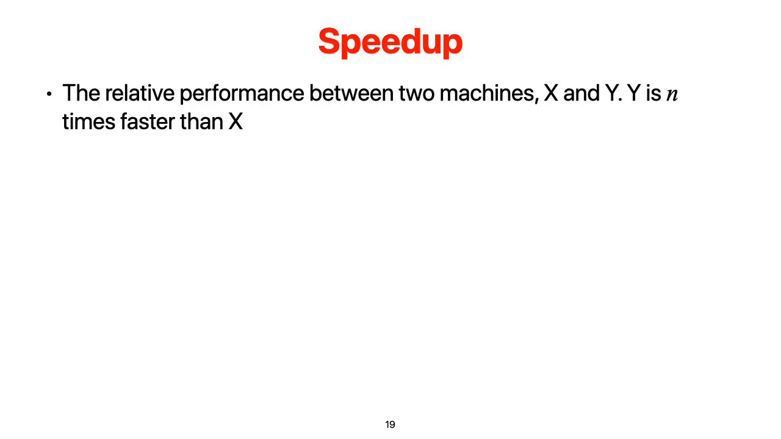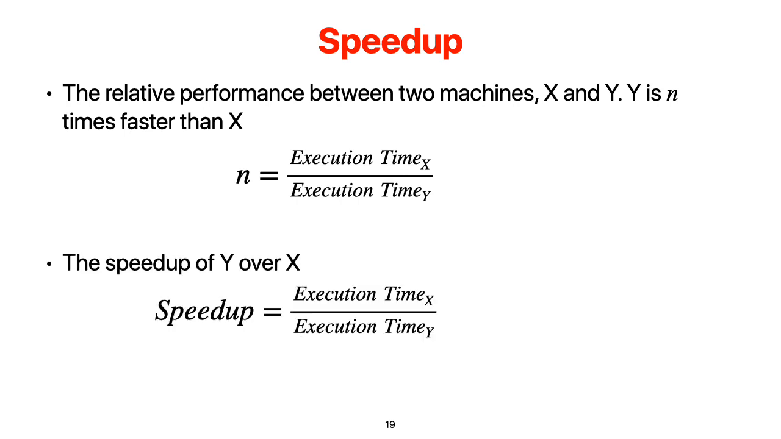So another way to judge if the performance is getting better or worse, we need to know the speed up of an optimization after applying an optimization. And in this computer architecture class, we have a unified definition of speed up. If we want to talk about the relative performance between two machines, saying X and Y, and if we want to say Y is n times faster than X, then the definition is n equal to execution time of X over execution time of Y. Or the other way, you can say the speed up of Y over X would be execution time of X over execution time of Y.